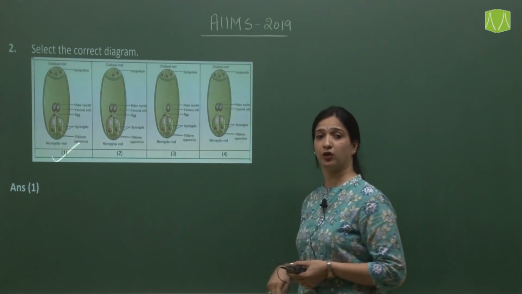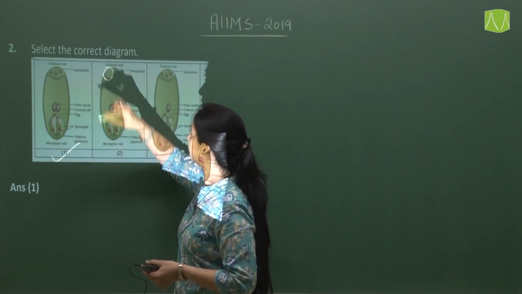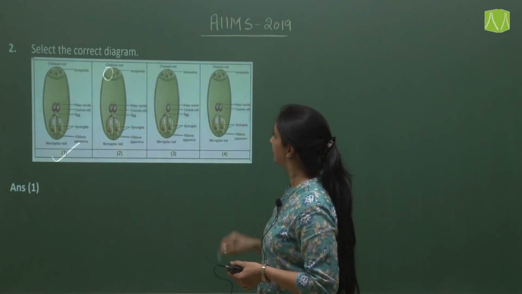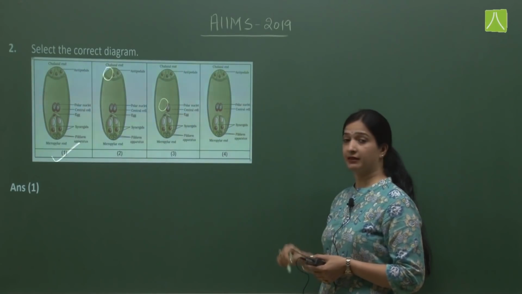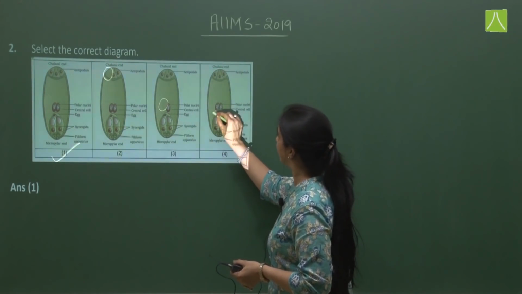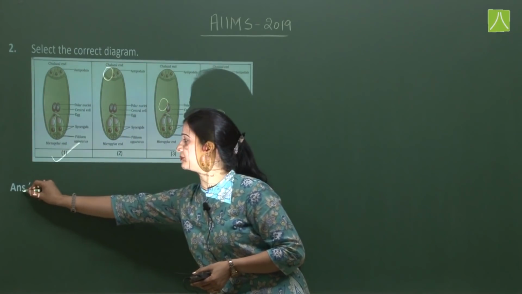Second, third and fourth will not be correct. Why? Because here only 2 antipodal cells are there, and if we look at this diagram, here only 1 of the polar nuclei is there, and if we look at the fourth figure, here the egg cell is missing. So the correct answer will be first.